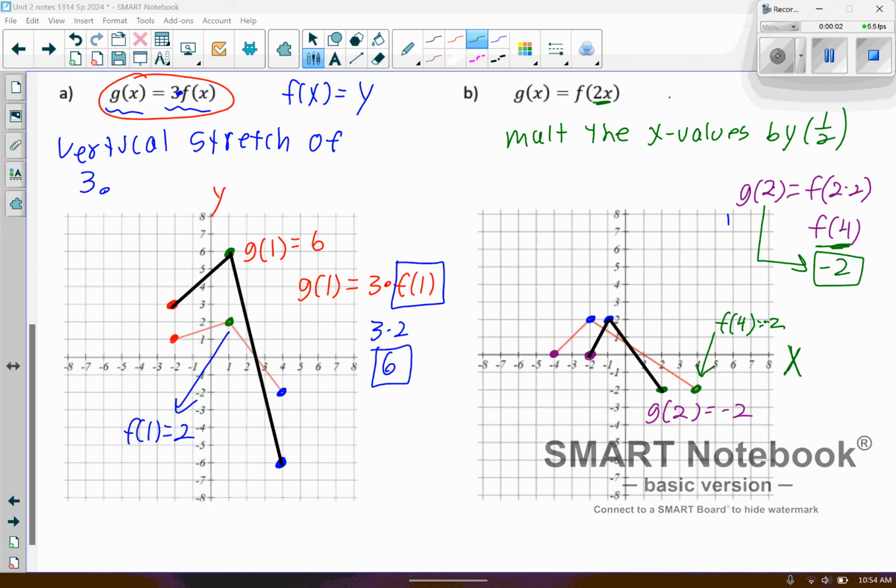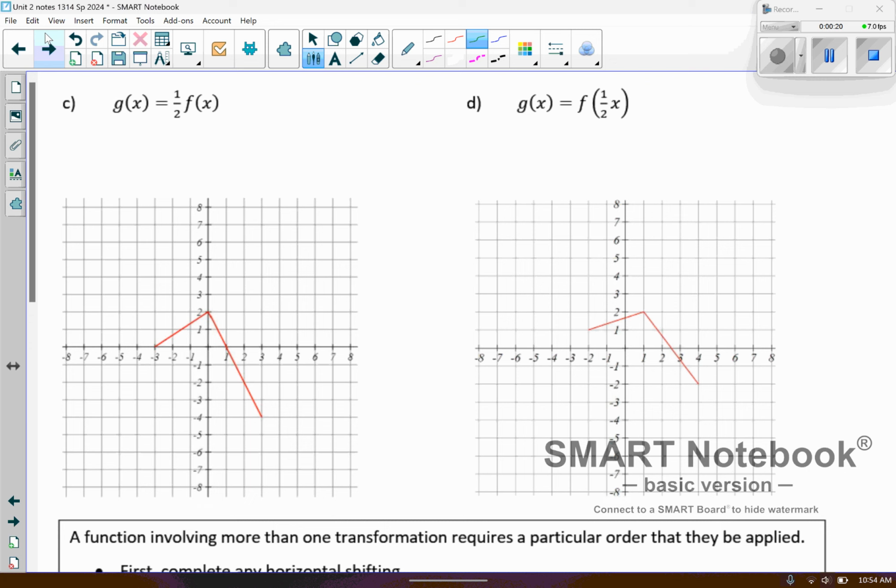All right, so picking up where we left off, we were looking at our vertical and horizontal compressions and stretches. The first one we had a stretch here. On the second one we had a compression. So the first one was a stretch vertically, and then we had a compression horizontally. So I have two more of these examples to look at.